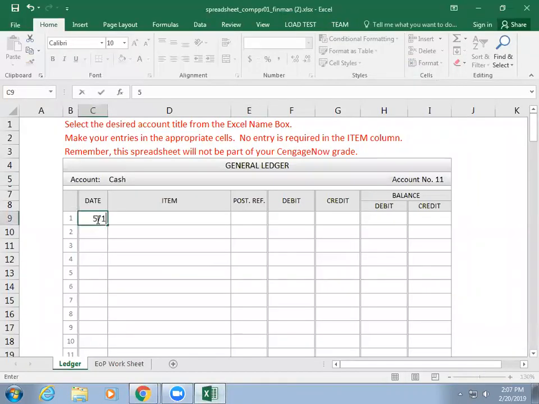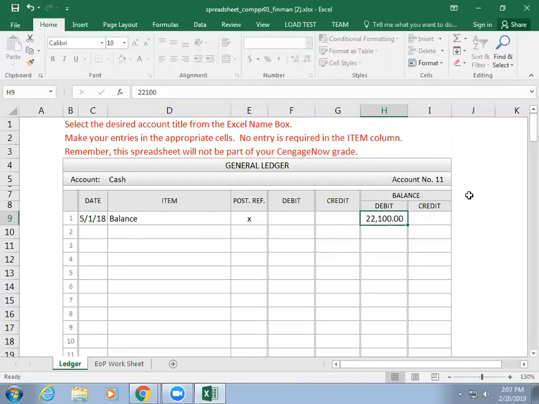So I would put these beginning balances as May 1st. I think it's the year 18, and I would type the word balance under item. That's the only time you have to use that item column right now. And then I'm just going to put an X since it's just a balance. And then over in my balance side, I'm going to put 22,100. And you don't have to type the comma or the decimals, it'll format it for you. So you can just type the numbers in, okay?